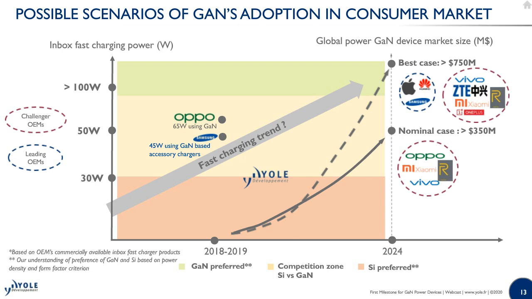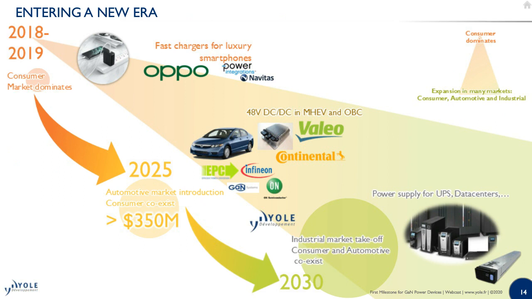This brings me to my final slide, where we expect a great market dominance of consumer fast charging products over the next 5 years. Meanwhile, of course, several GaN companies, such as EPC and Transform, have also achieved the automotive qualification, and GaN Systems is also on the way. There's a tremendous effort for development of GaN in the 48-volt DC-DC in the EV-HEV segment in collaboration with Tier 1 suppliers, such as Valeo or Continental. So we can say that starting from 2023-24, we expect a takeoff in the automotive market, which will then be followed by industrial segments, such as data centers or UPS.